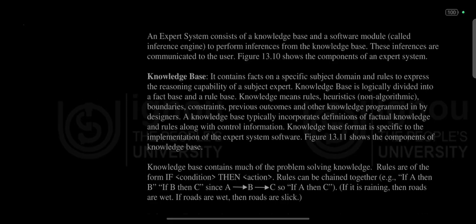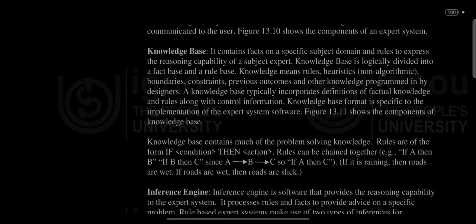Knowledge base contains facts on a specific subject domain and rules to express the reasoning capability of a subject expert. Knowledge base is logically divided into a fact base and a rule base. Knowledge means rules, heuristics, non algorithmic boundaries, constraints, previous outcomes, and other knowledge programmed in by designers. A knowledge base typically incorporates definitions of factual knowledge and rules along with control information. Knowledge base format is specific to the implementation of the expert system software. Figure 13.11 shows the components of the knowledge base.